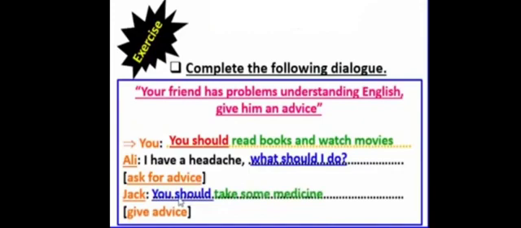We use several expressions to give advice. Okay, it's clear.